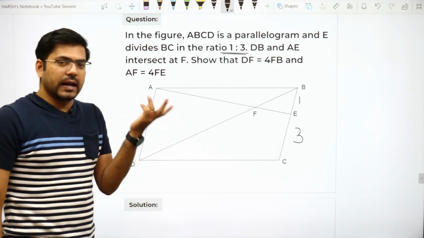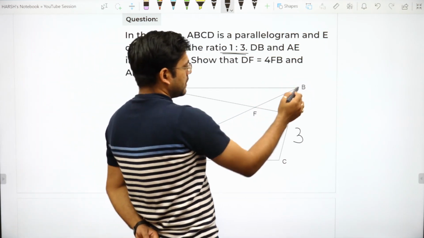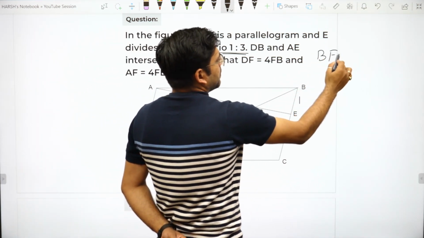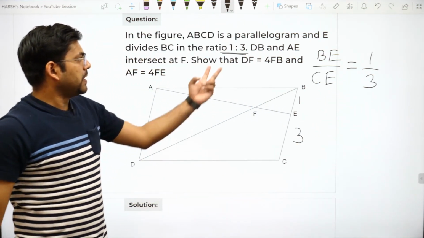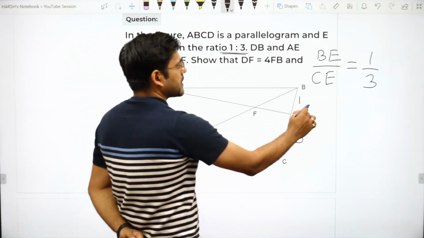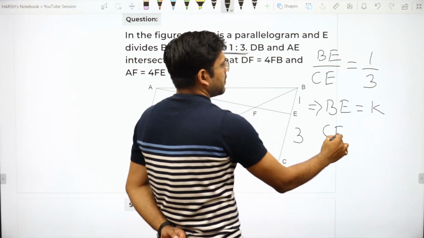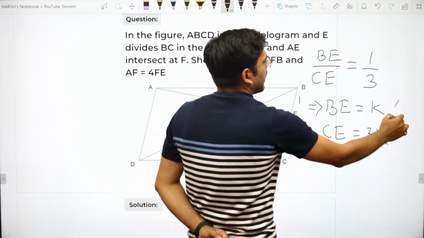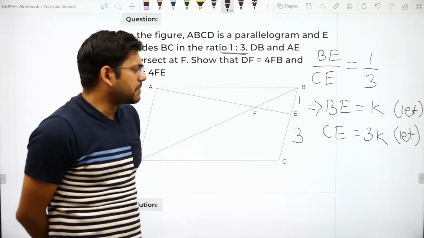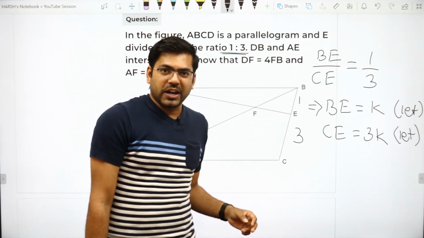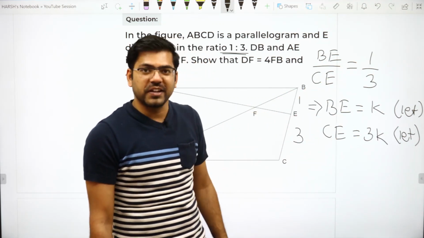So how will we show that? Let's see. Very easily I can write it down here that BE upon CE is equal to 1/3. It is given. So this implies I can write BE is equal to K, then CE will be equal to 3K. I have assumed it. Do you understand this? Once any number is given in the ratio, we can take it as K, any variable: 1K and 3K.